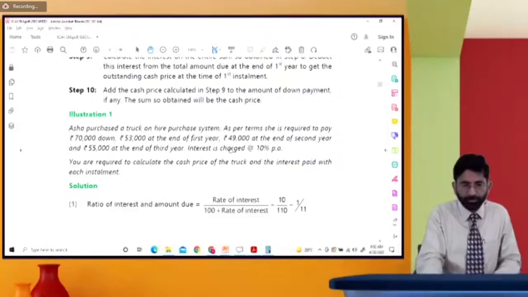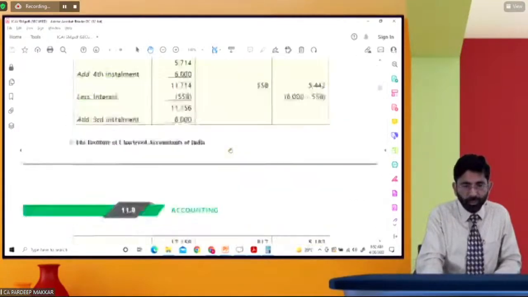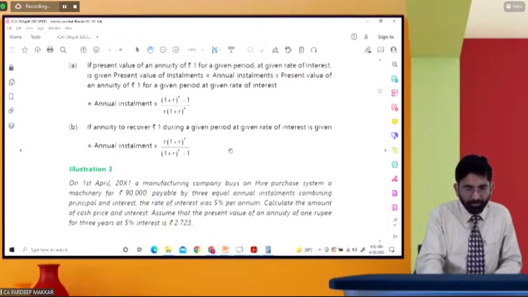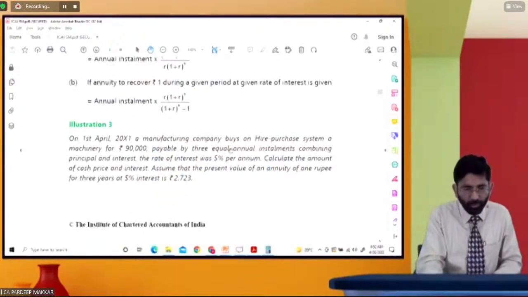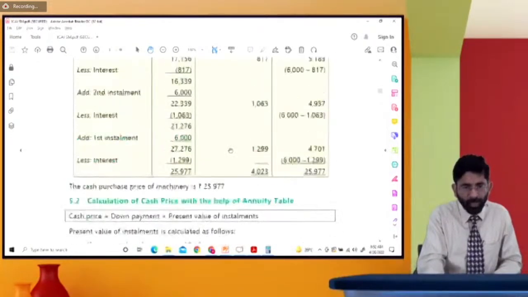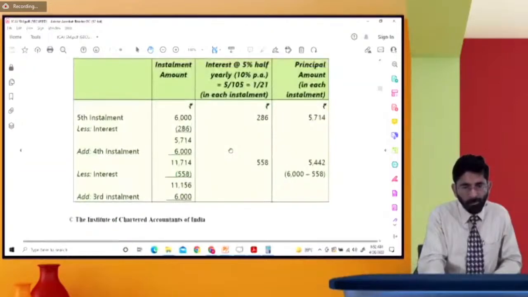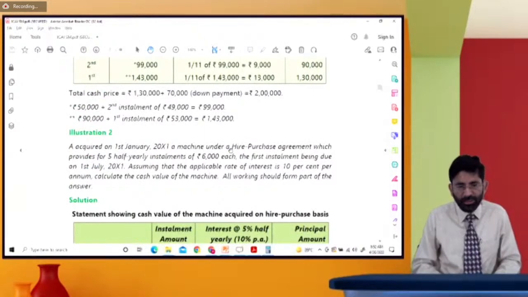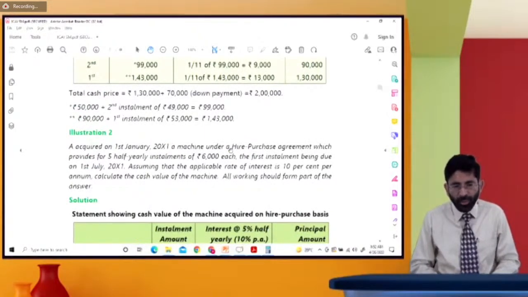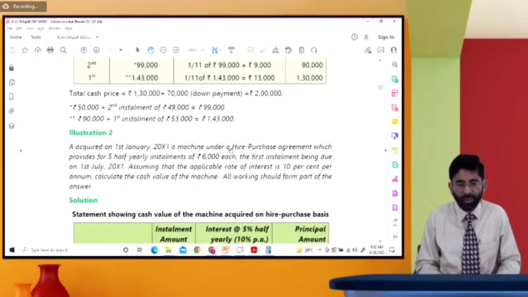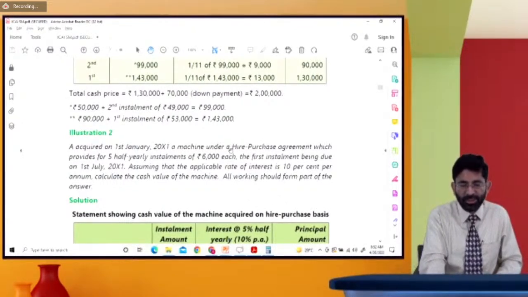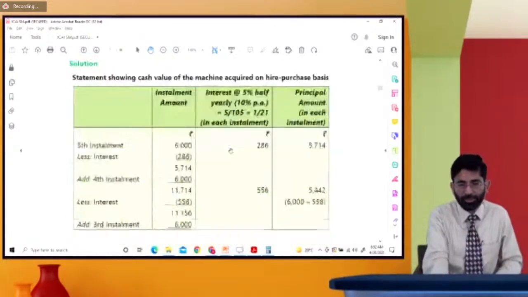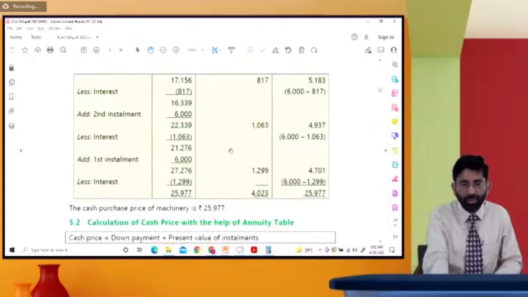So beta, I assume that you have understood all the concepts. Even then, I would like to cover one or two more. This is illustration number 2, in which it is given that a machinery has been purchased under hire purchase for half-yearly installments. This is similar to the earlier one. The only difference is the interest rate, which you have to take as half. In comparison to the 10%, you have to take only 5%. The remaining will be the same, beta.